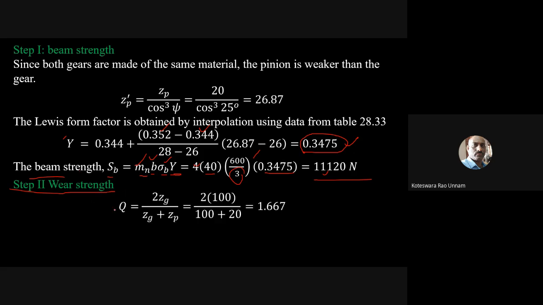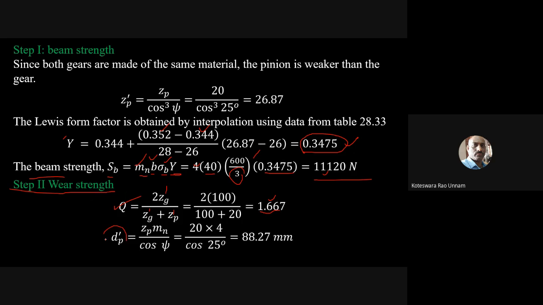So coming to the wear strength, this is the formula for Q: 2Zg by Zg plus Zp. Like I said, you can use either the virtual number of teeth or the actual number of teeth. The value of Q is going to be the same. It is not going to change. It comes out as 1.667.